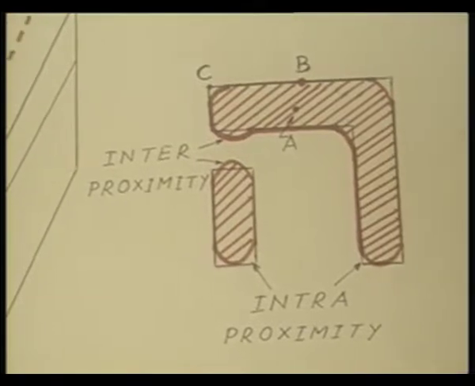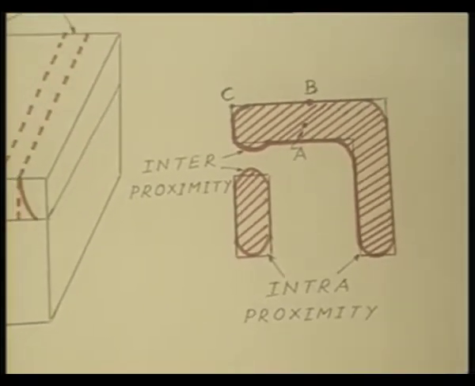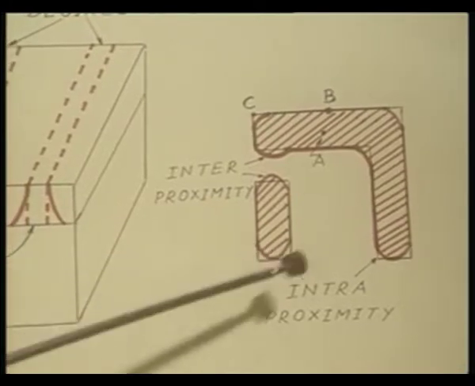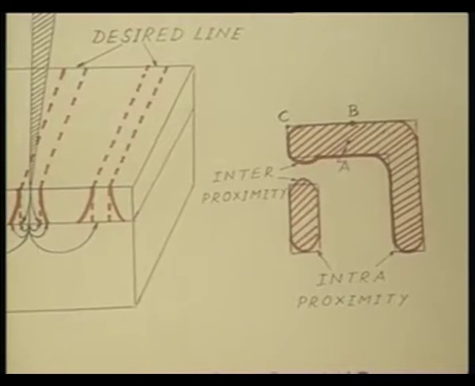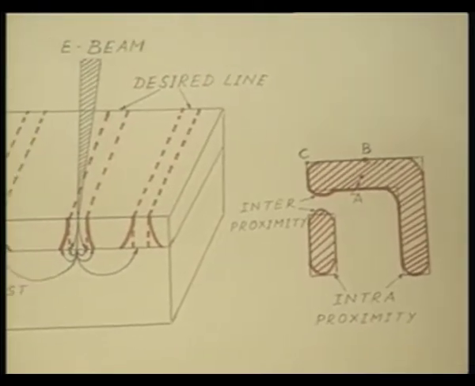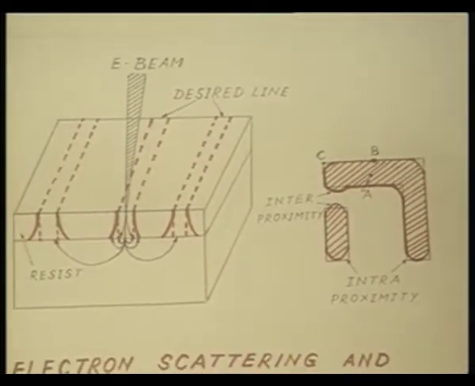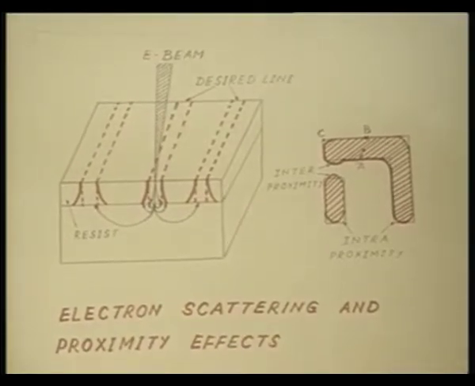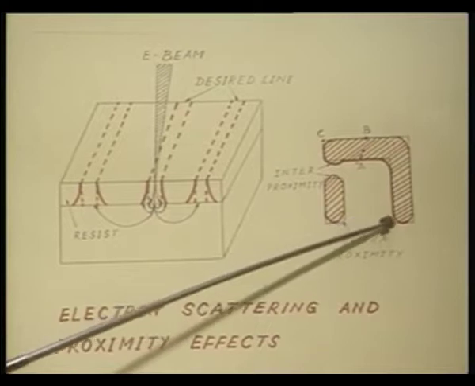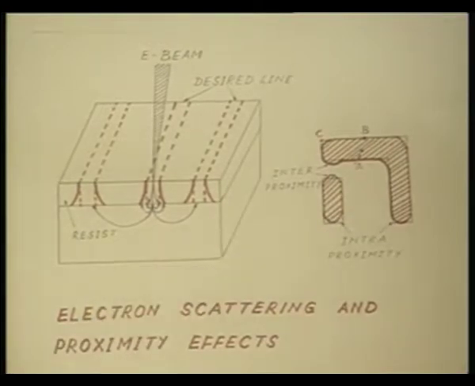This is called the intra-proximity effect. The intra-proximity effect can be seen at these corners also. Basically, the intra-proximity effect means that because of insufficient radiation, the corners do not get fully developed.